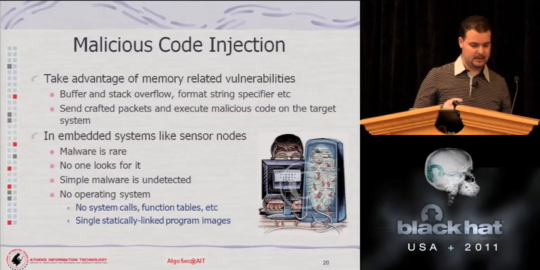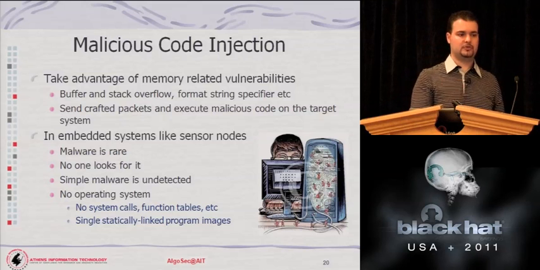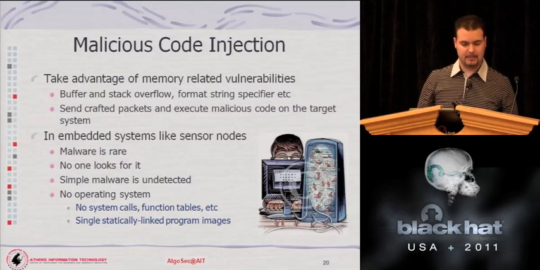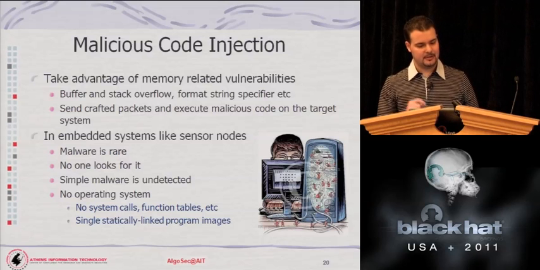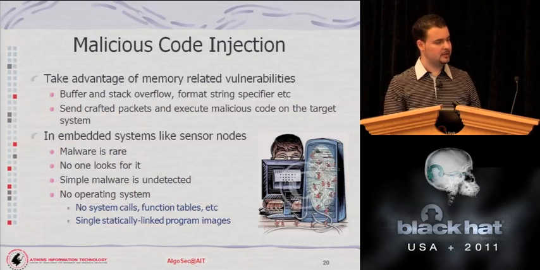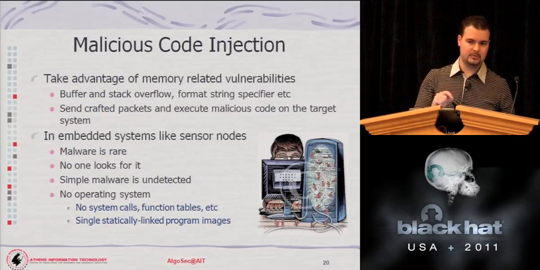And remember that in embedded systems in general, malware is pretty common. Everyone looks for it, and they don't want it. But in sensor networks, because, as we said, they don't look at them as embedded devices, malware is rare, no one looks for it, and malware in its simplest form will go undetectable.